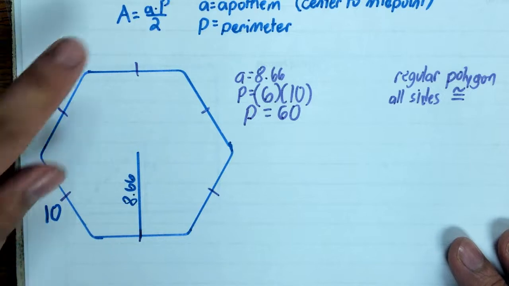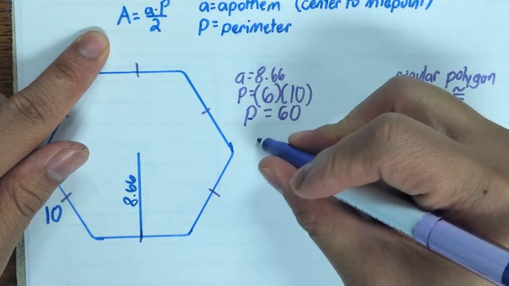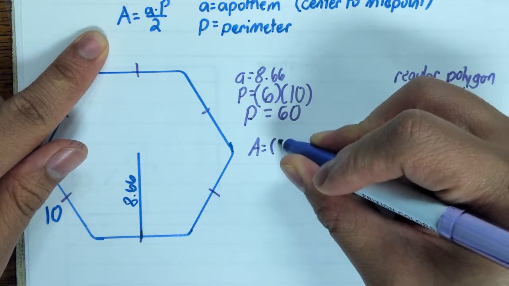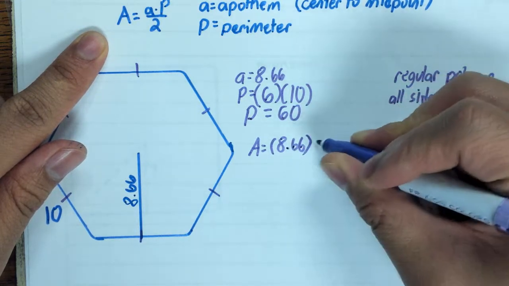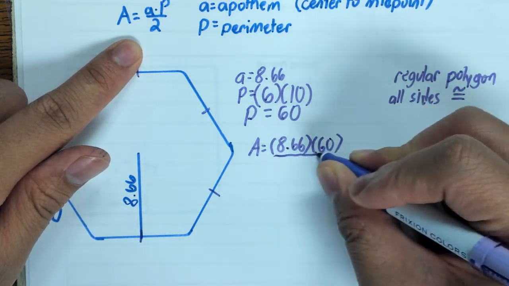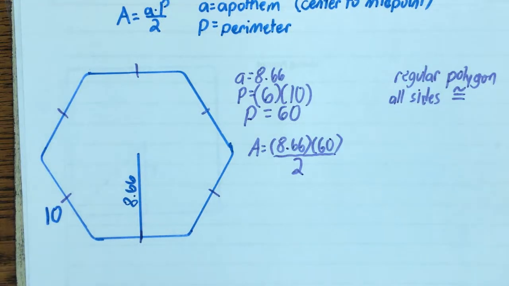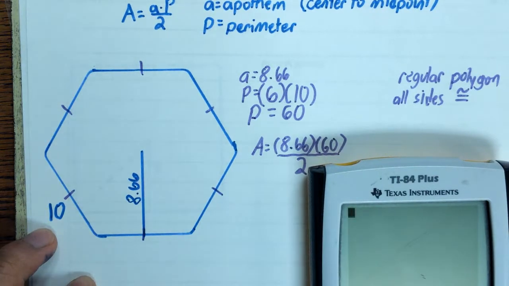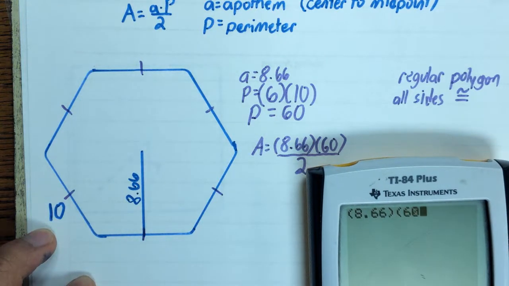So now we can use our formula right here. Area equals my apothem, 8.66, times my perimeter, 60, and divided by 2. So here we go. 8.66 times 60 divided by 2. My area is 259.8.